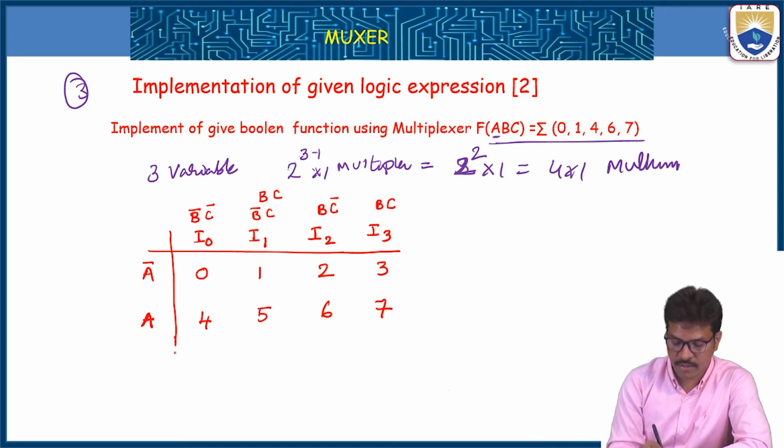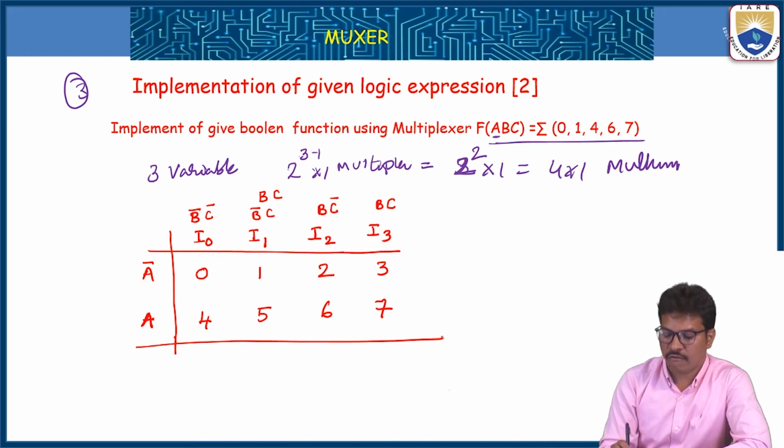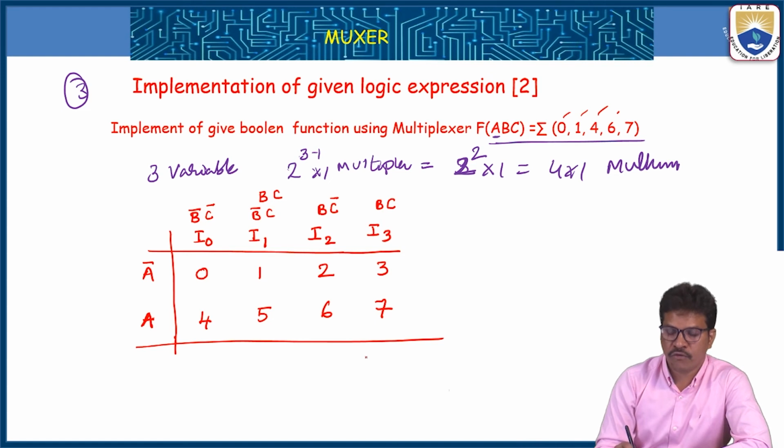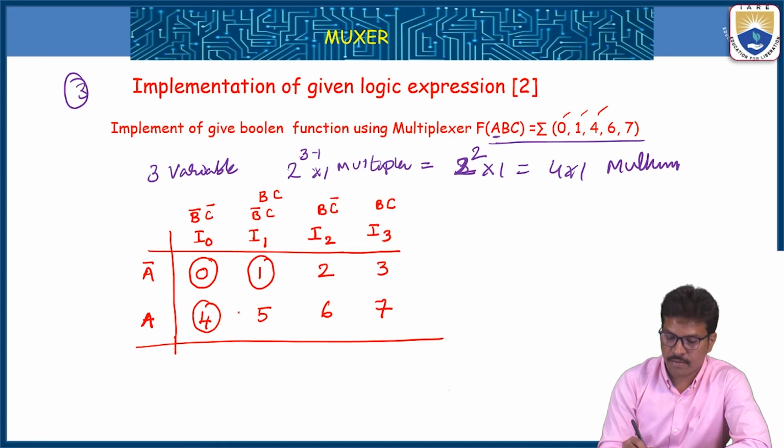Take it this way. Again, after that, we can circle the minterms which are given in the problem. What are the minterms given in the problem? 0, 1, 4, 6, 7. If you circle those minterms which are given in the problem, I circle 0, it is given in the problem. 1 is given in the problem. 4 is given, and 6 is given, and 7 is given.